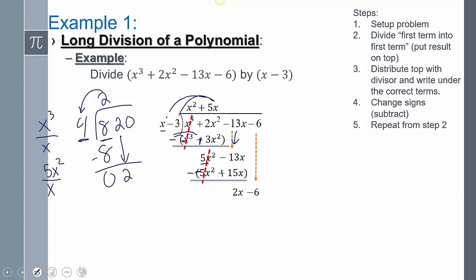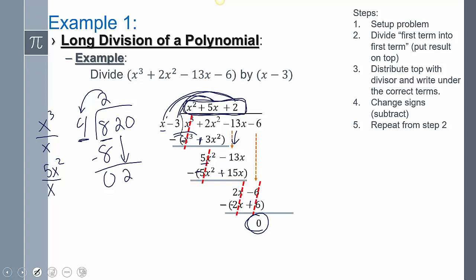X goes into 2x twice. Distribute the 2, so I get 2x. Distribute the 2, negative 6. Subtract, so then that distributes. And then that cancels out and that cancels out. And so your remainder is going to be 0. And so this is my answer.